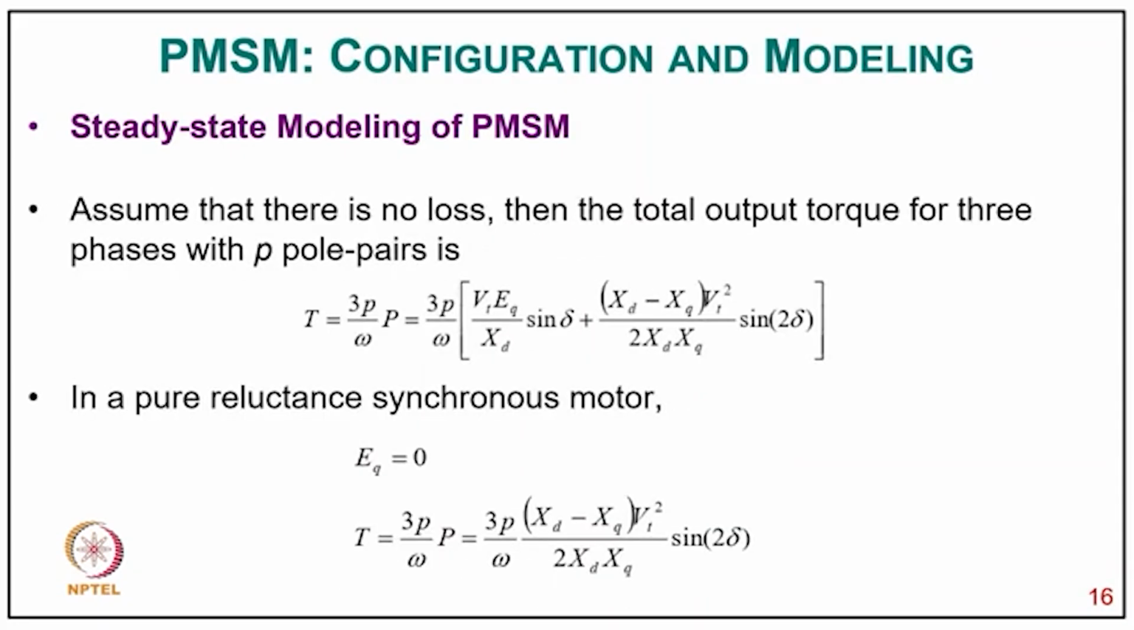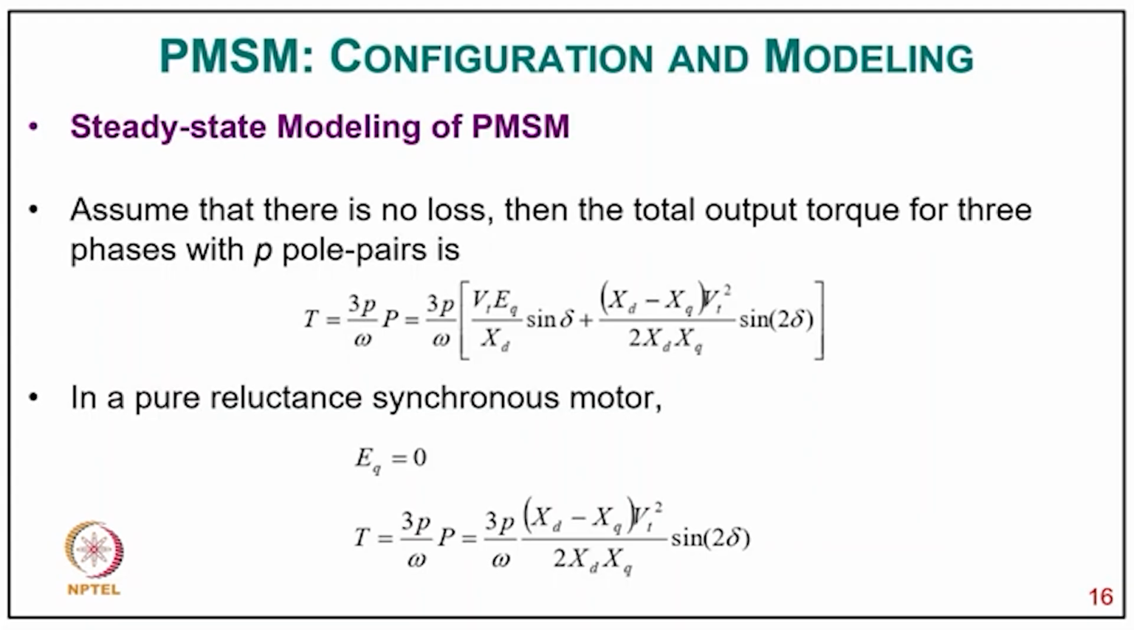So assume that there is no loss, then the total output torque for three phases with P pole pairs is equal to 3P upon omega into capital P, that is 3P upon omega in bracket VT EQ sin delta upon XD plus (XD minus XQ) into VT square divided by 2 XD XQ into sin 2 delta.